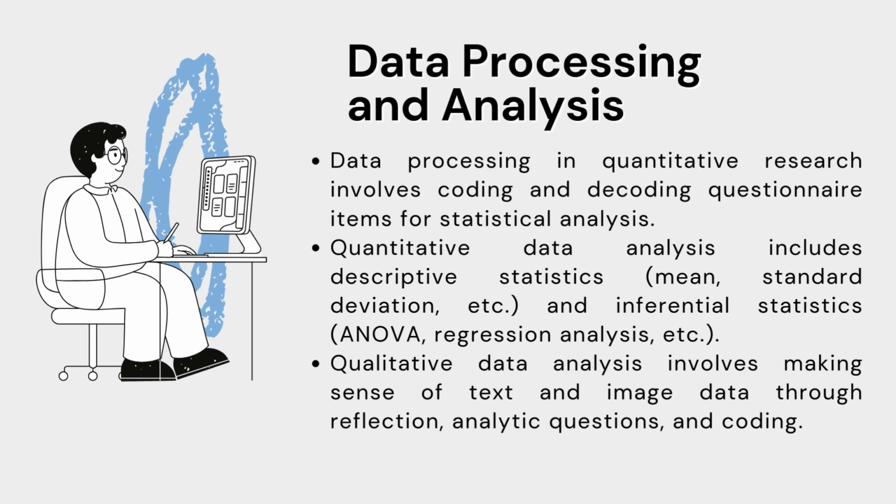Finally, let's discuss the data processing and analysis. In quantitative research, processing often involves coding and decoding questionnaire items for statistical analysis. Quantitative data analysis includes descriptive statistics like mean and standard deviation and inferential statistics such as ANOVA and regression analysis to test hypotheses. Qualitative data analysis is about making sense to text and image data through reflection, asking analytical questions, and coding. In mixed methods, you will perform both quantitative and qualitative analysis and importantly, integrate the findings.